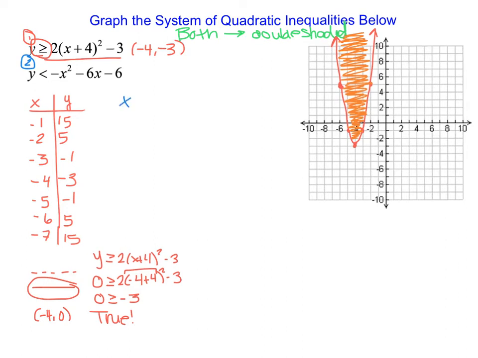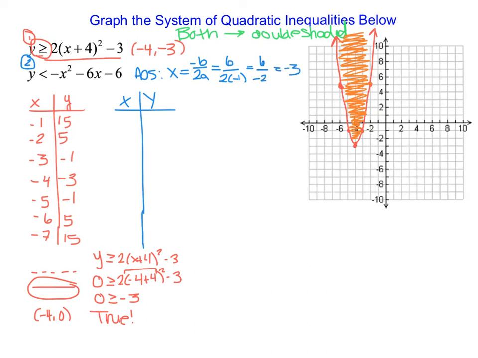So I'm going to make a table of values here as well. This one is written in standard form, so I need to use the axis of symmetry trick. So axis of symmetry is x equals negative b over 2 times a. So it's opposite b, so it becomes a positive 6 over 2 times negative 1. So if I simplify that, we get 6 over negative 2, which is negative 3. So my vertex point for the second graph is occurring at negative 3. And then I'm going to find some additional points around that.